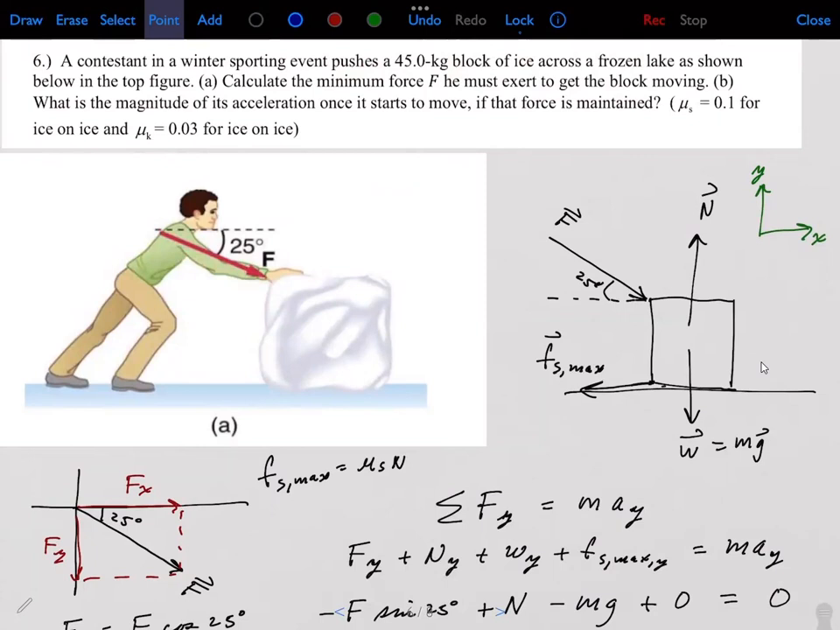Okay, so that's part A, right? We found F. Part B is, what is the magnitude? So now we want to find the acceleration in the x direction, given that that force is applied, and now the force it's resisting is a kinetic frictional force, right? Which is going to be smaller than that max static frictional force. So now it will accelerate to the right, and we want to figure out what that acceleration is. So we're basically going to do this over again, but now we know that applied force, and instead of Fs max to the left, we have Fk acting to the left. So let's do this again.